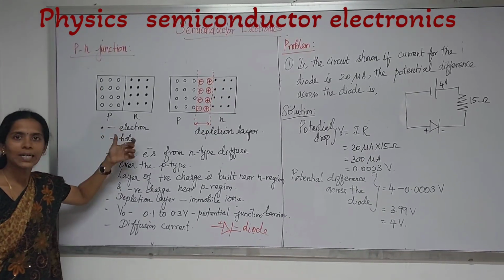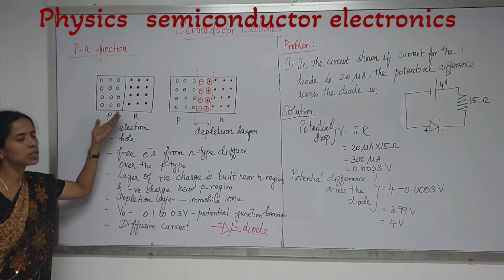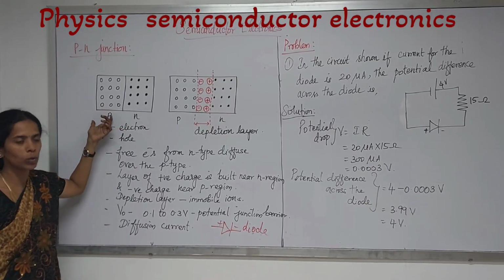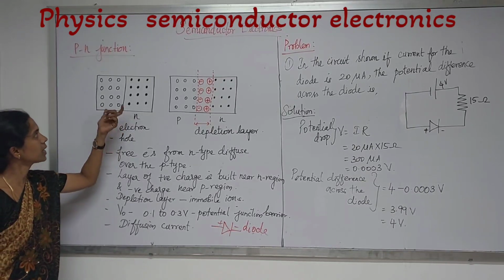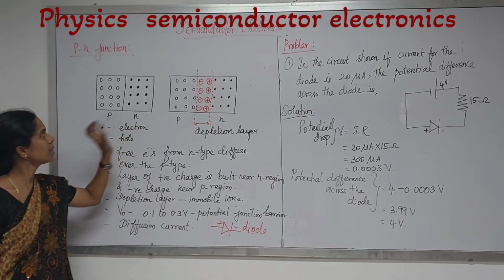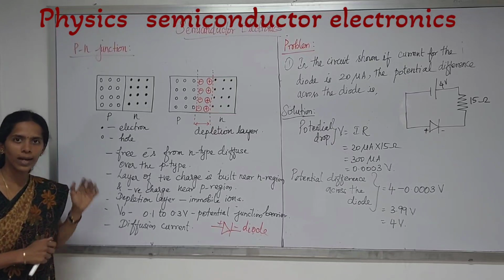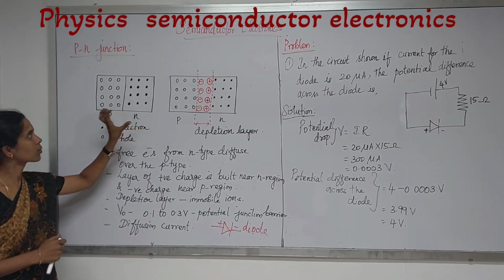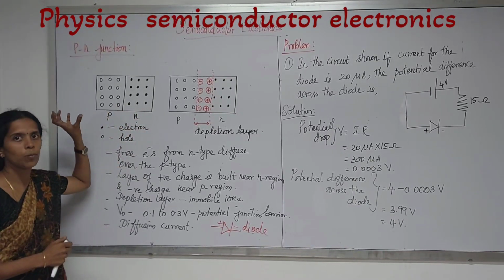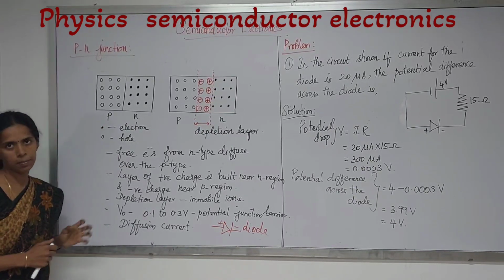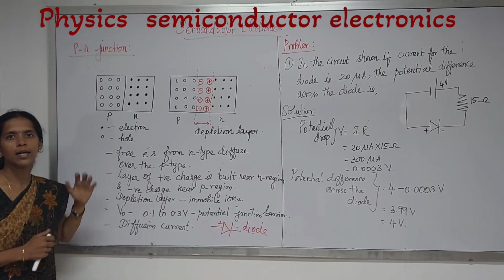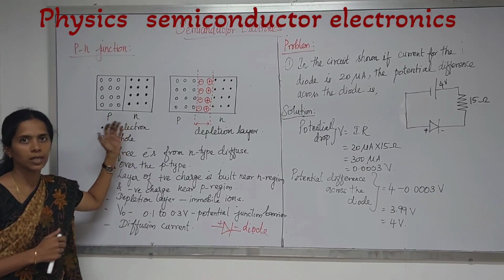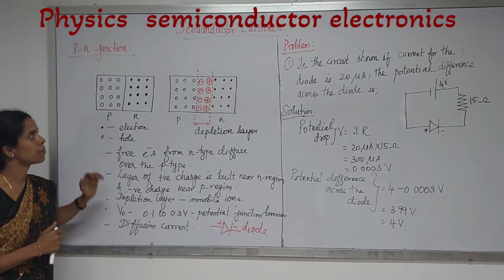If you take a p-type material, the majority charge carriers are holes. So positive charges are in the p-type material. If you take an n-type material, the majority charge carriers are electrons. So more electrons will be in n-type and more holes will be in p-type material. When these are joined together, it makes a junction diode, which is called a p-n junction or diode.